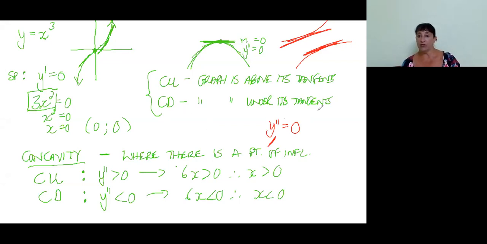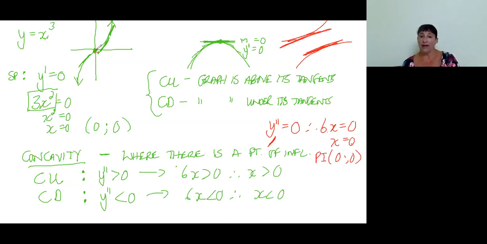Okay, so the second derivative we said was 6x equals 0. So second derivative equals 0. So when x equals 0, if I divide by 6, and if I substitute the 0 back into the original, I get the point (0, 0). This is called a point of inflection, where the second derivative is 0.